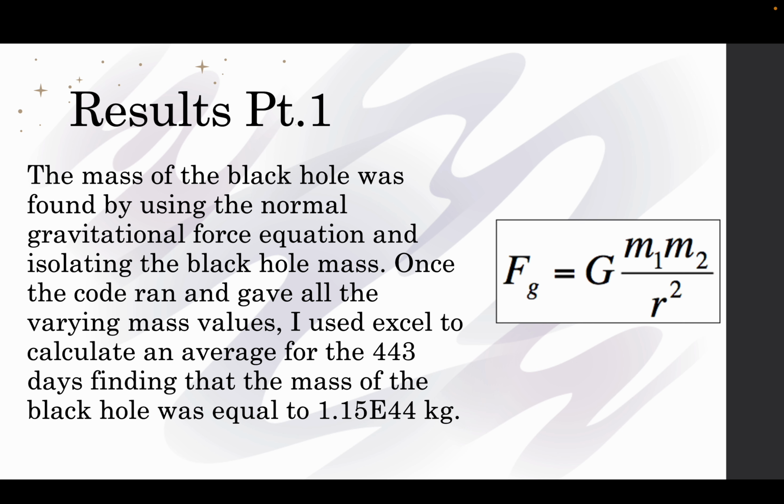The mass of the black hole was found by using the normal gravitational force equation and isolating the black hole mass. Once the code ran and gave all the varying mass values, I used Excel to calculate an average for the 443 days, finding that the mass of the black hole was equal to 1.15 times 10 to the 44 kilograms.